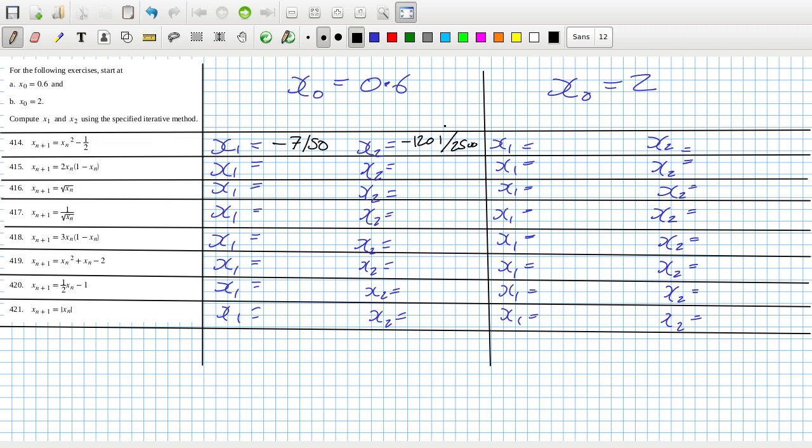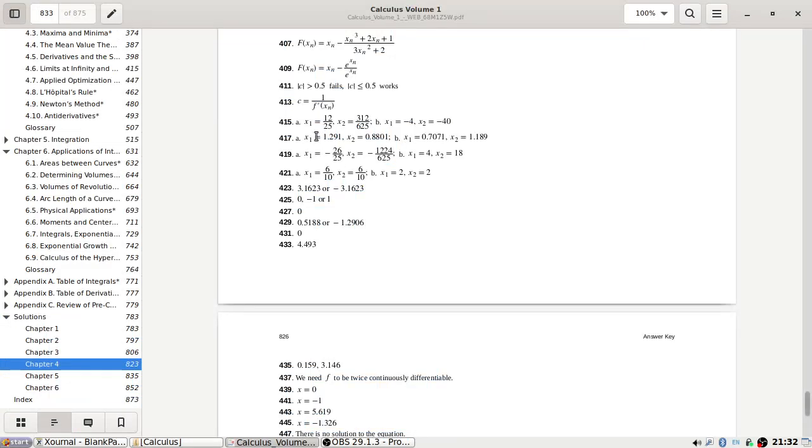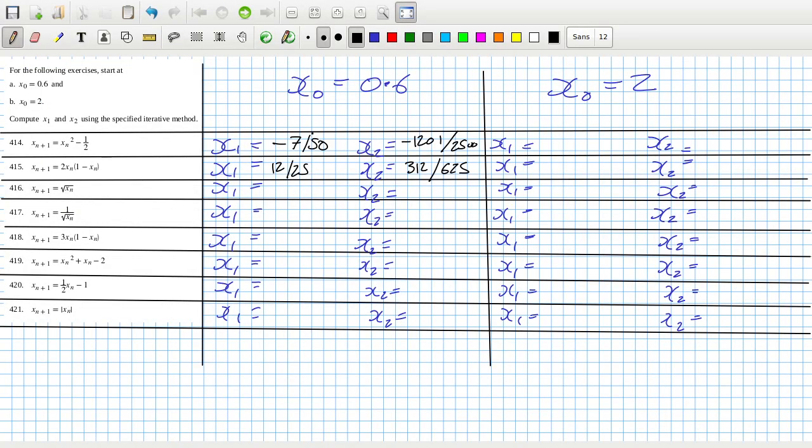Next one is again 0.6, so it's 2 times 0.6 times 1 minus 0.6, so that's 12 over 25, and 312 over 625. Is that right? Yep, that is correct. Okay, good. And then 0.6, and then root 0.6.